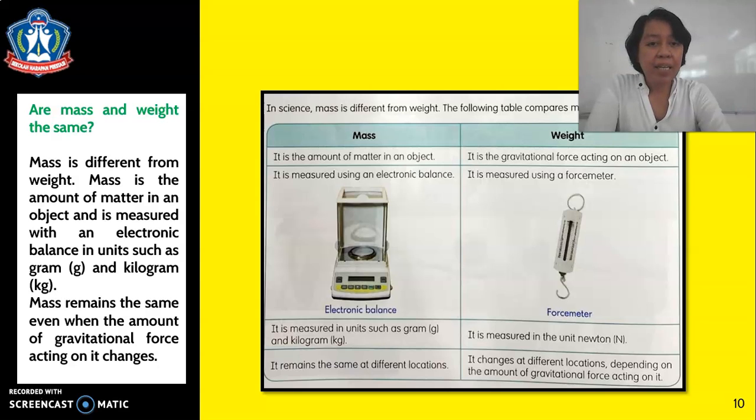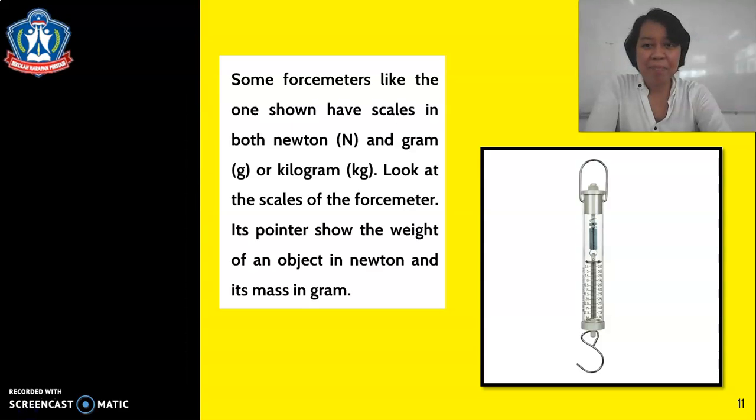While weight is the gravitational force acting on an object. It is measured using a force meter. It is measured in the unit Newton. It changes at different locations depending on the amount of gravitational force acting on it. So can you see the difference, children? Anyway, we will be discussing more about this during our class, so no need to worry.